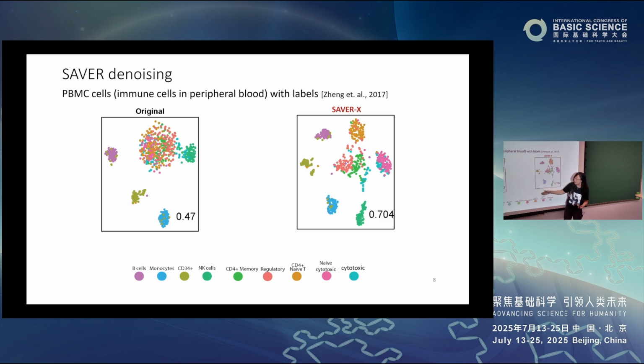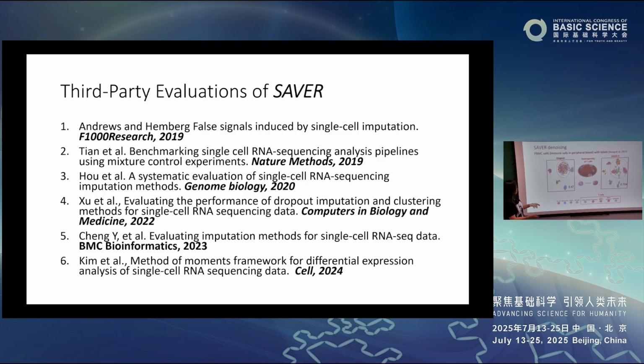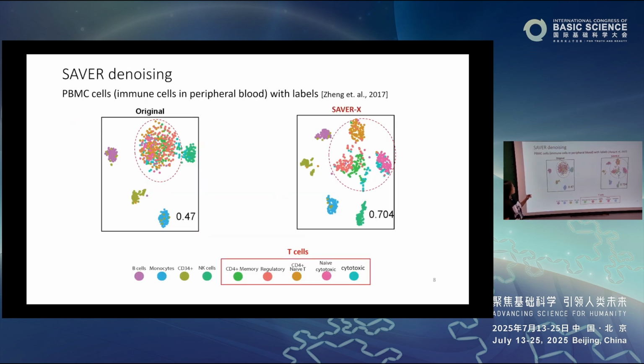As expected, monocytes and B cells look very different, which is good because they are very different cell types. But this cluster is all mixed up, and these are the T cells. I haven't told you how we did it yet. I'm just showing you that after you do denoising, you can make these T cells separate out into their separate clusters, which is what we want, because we want to be able to differentiate between them.